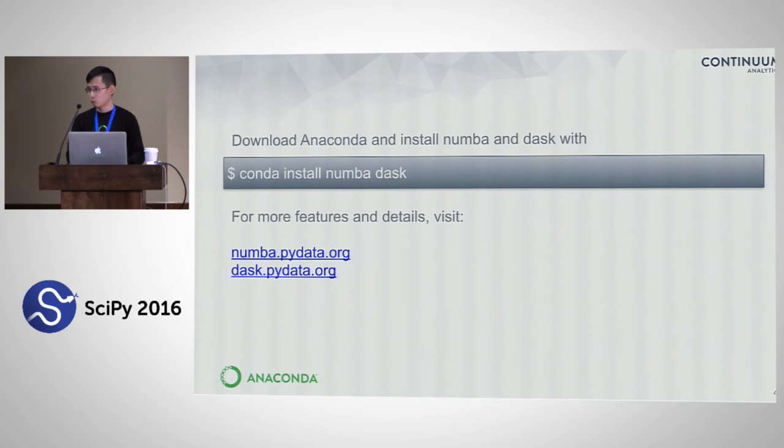Both Numba and Dask are free, open source. You can get Anaconda, download it, and conda install numba dask. And there are more features and more details for these two packages that I haven't shown, so please visit the websites for these projects.